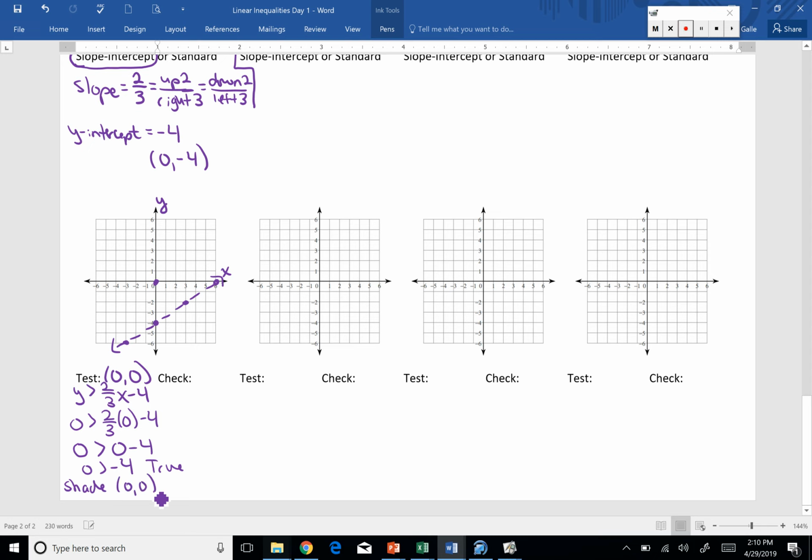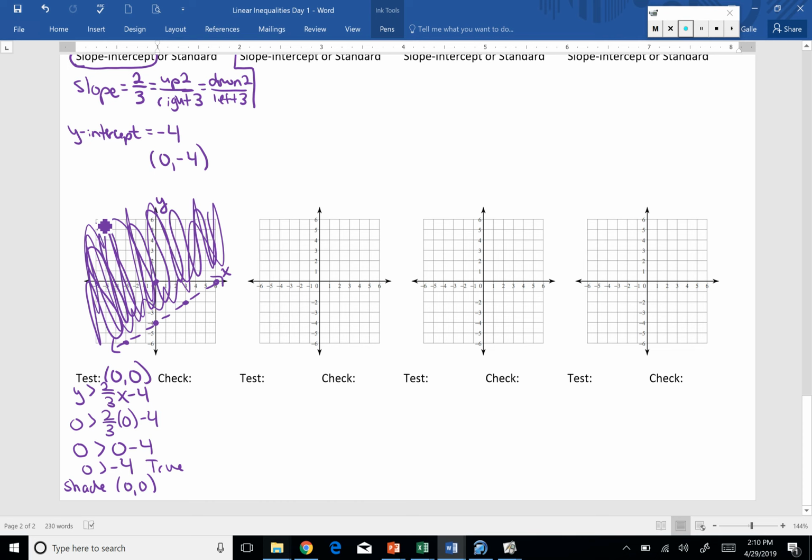I want to shade where 0, 0 is. 0, 0 is on this top side of the line. And it doesn't have to be perfect shading. It just has to stay on that side of the line. That's all we're going for.